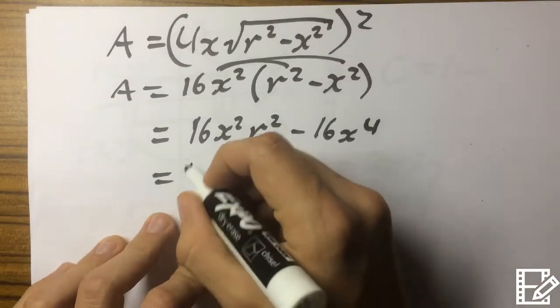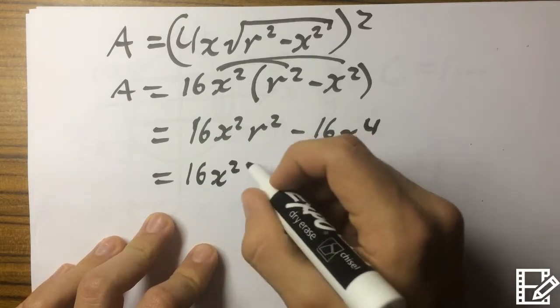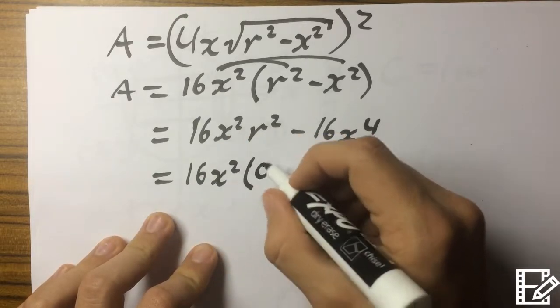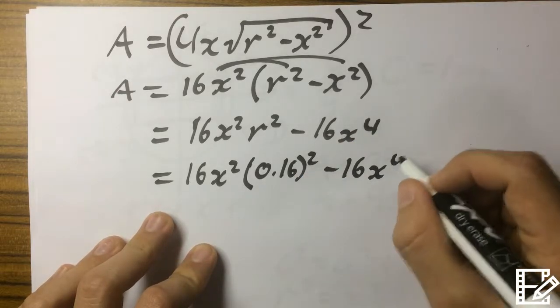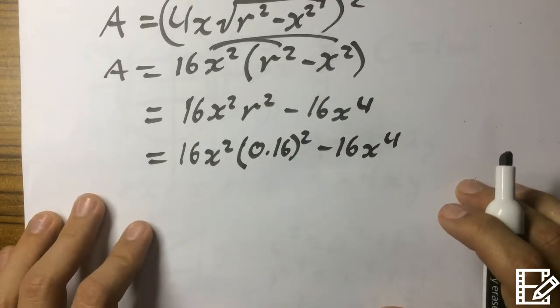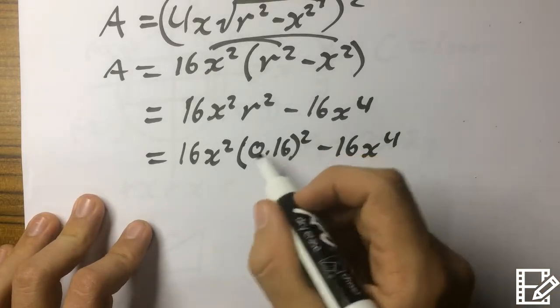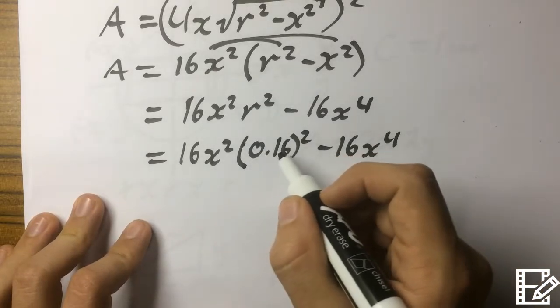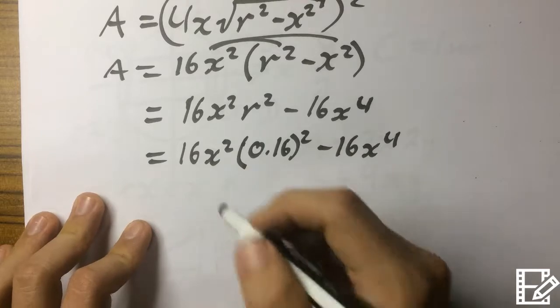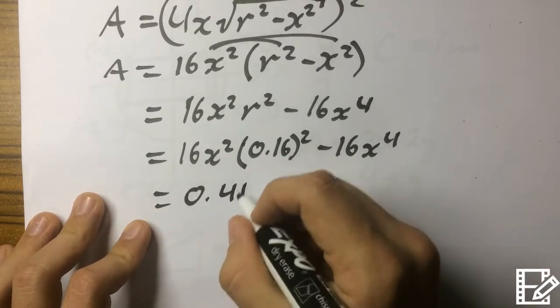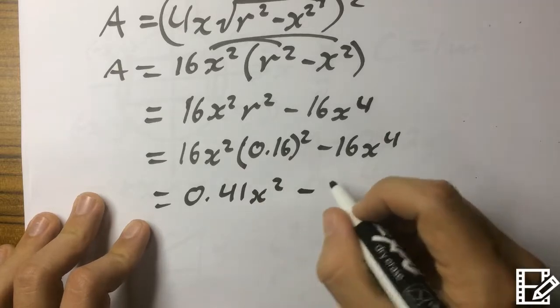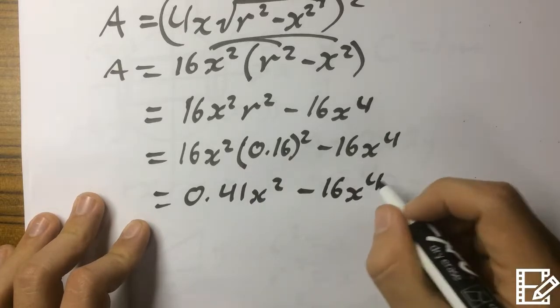So this is going to look like 16x squared multiplied by 0.16 squared minus 16x to the power of 4. Okay, so if we multiply 0.16 squared by 16, that's going to come out as 0.41x squared minus 16x to the power of 4.